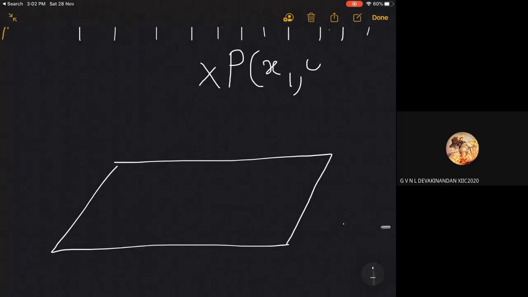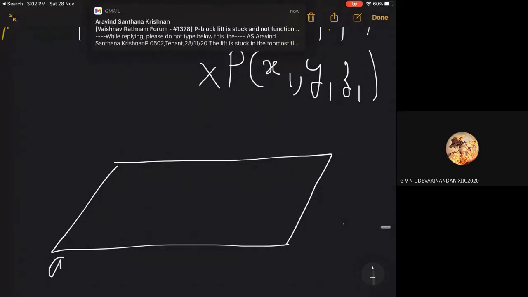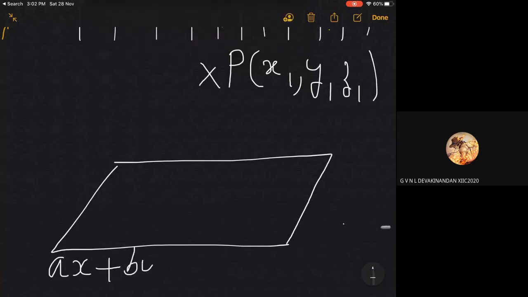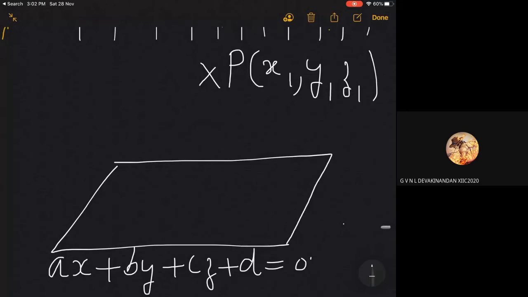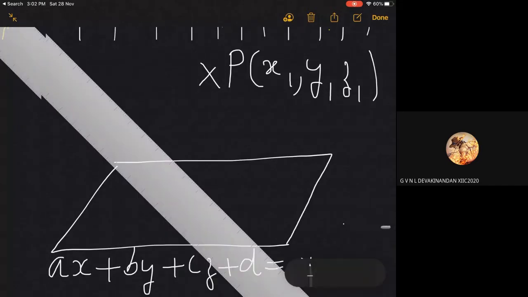x1, y1 and z1, and here is your plane. As you know, the equation of the plane is always a first degree in x, y, z. So I'm taking the equation of the plane as ax plus by plus cz plus d equal to 0. Now if you draw a perpendicular to this plane, how will the perpendicular come?